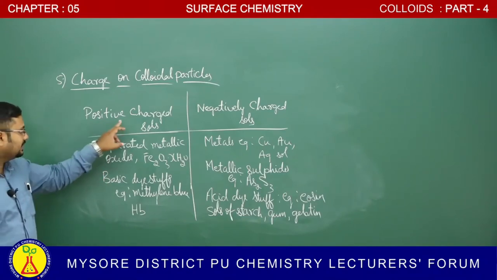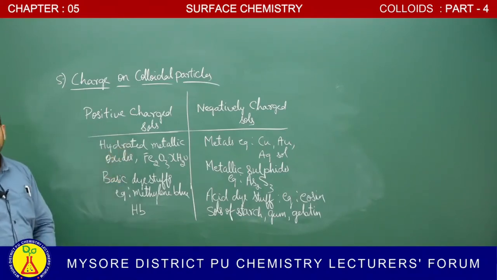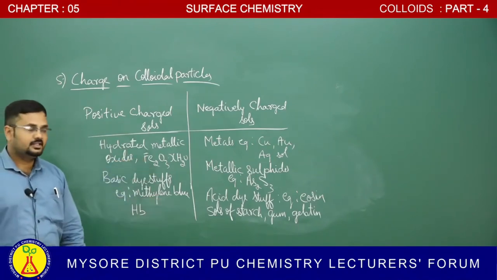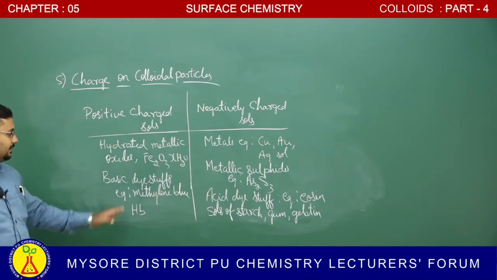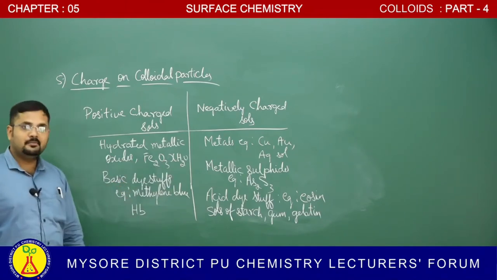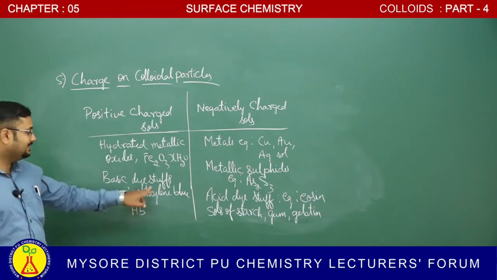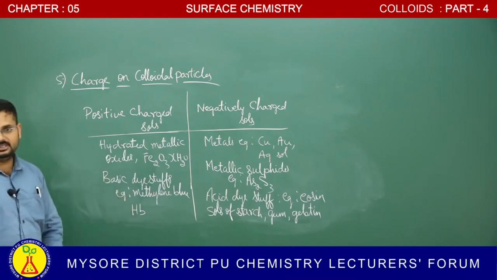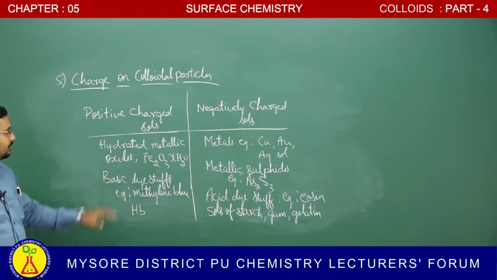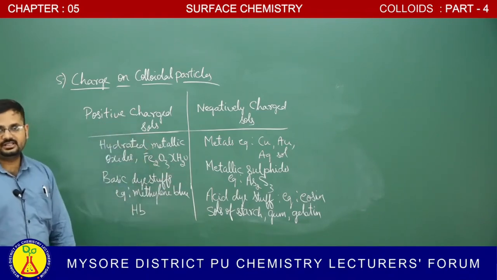Example of positively charged salts: hydrated metallic oxides, for example Fe2O3 with x moles of water. Next we have basic dye stuffs. An example of a basic dye stuff is methylene blue. Methylene blue is nothing but a basic dye. Hemoglobin also carries what? Positive charge. They are nothing but what?